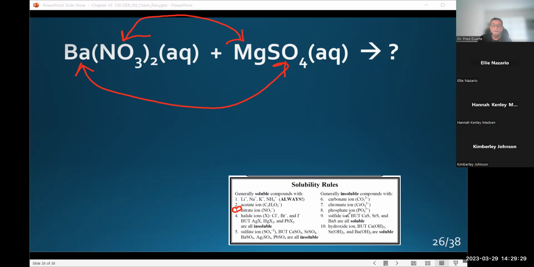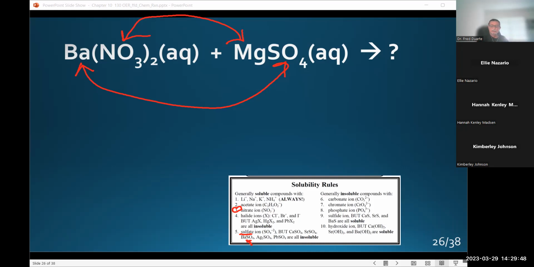Let's look at barium sulfate. Sulfates, which are normally number 5 here, are normally soluble, except, guess what? Barium sulfate. So barium sulfate is insoluble, so guess what? We have a positive reaction.